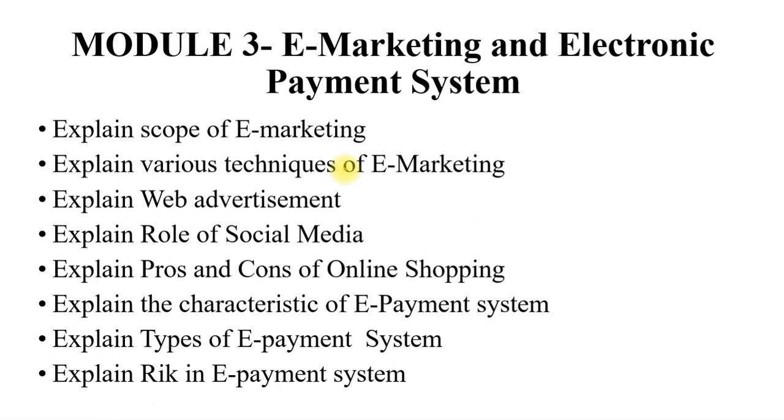Okay, so the last module, the third module that you need to learn under e-commerce, the heading is e-marketing and electronic payment system. Now, under that, the topics that you need to cover up: number one, explain the scope of e-marketing. Second, explain various techniques of e-marketing. Third, explain web advertisement. Very simple topic. Fourth, explain the role of social media. Everyone uses that, very simple, very easy to explain and elaborate.